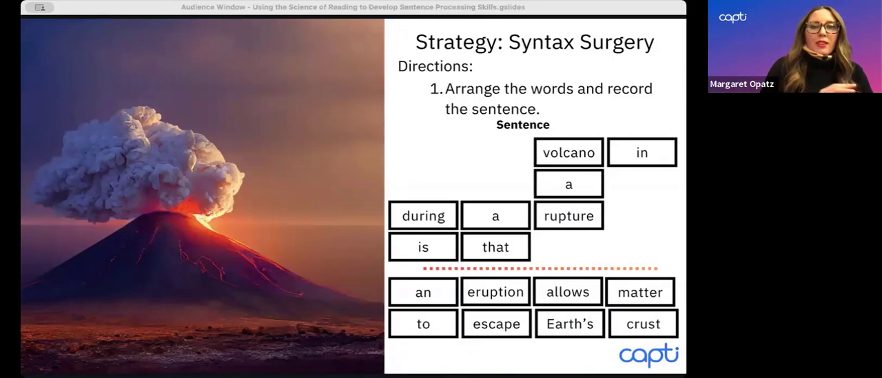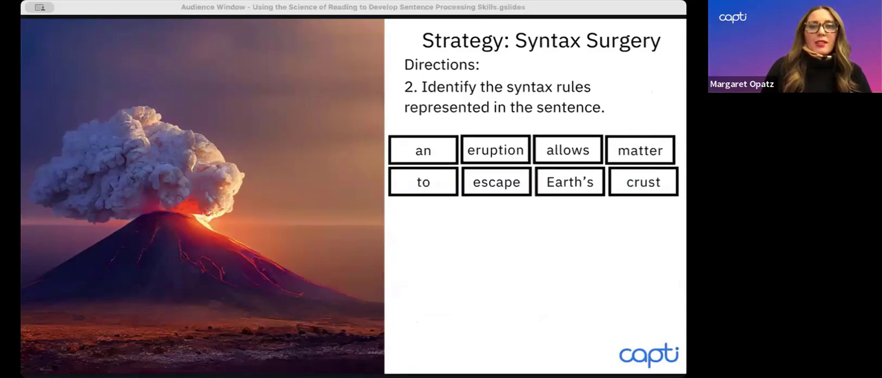So that would be the first step. They arrange the words and then record the sentence. And then students are asked to identify those syntax rules that are represented within that sentence.